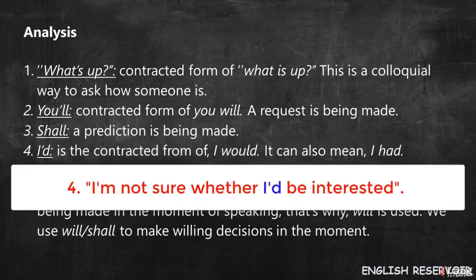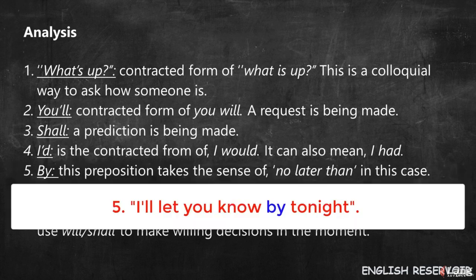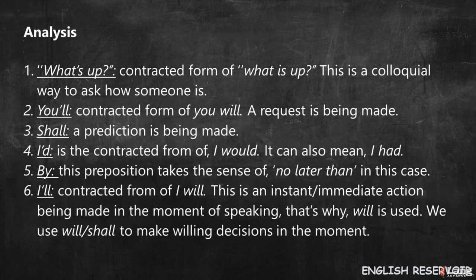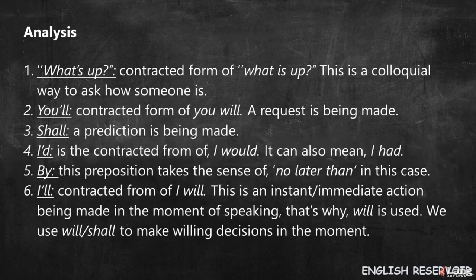4. I'd is the contracted form of I would. It can also mean I had. 5. By. This preposition takes the sense of no later than in this particular case. 6. I'll. Contracted form of I will. This is an instant or immediate action being made in the moment of speaking. That's why will is used. We use will or shall to make willing decisions in the moment.